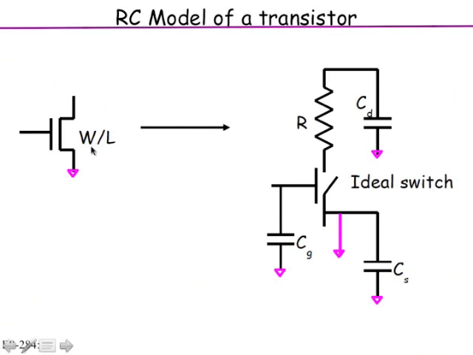And here what we have is W by L. W is the width and L is the length. Essentially, in the text and in this course, we'll assume the drain, source and gate capacitances are all equal. They're almost similar to each other, not exactly the same, but just to keep our life simple for these calculations, we'll assume all three are equal.